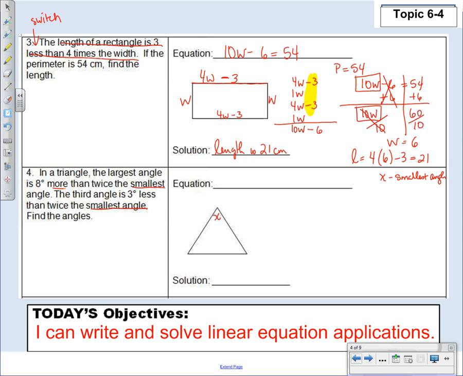So more than, remember, that's an add. It's also a switch word. So one of these angles, we know it's going to be add. The 8 degrees comes after the add, and then twice the smallest would be 2x.